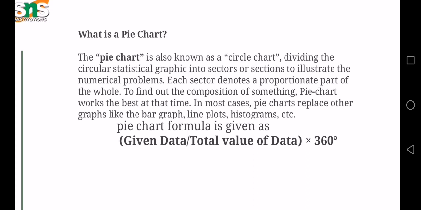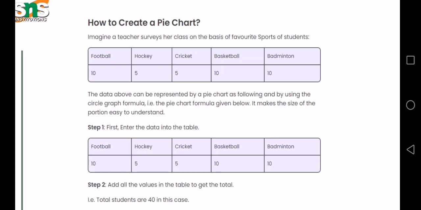The pie chart formula is given as: given data divided by total value of data into 360. Here is an example of how to create a pie chart. Imagine a teacher surveys her class on the basis of the favorite sports of the students. Here the data are given. Football 10 students, hockey 5 students, cricket 5 students, basketball 10 students and badminton 10 students. The data above can be represented by a pie chart as follows, by using the circle graph formula.